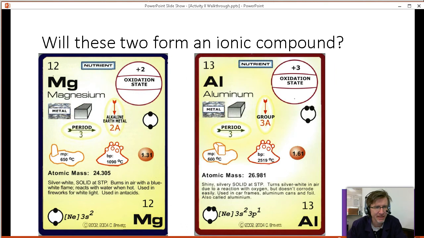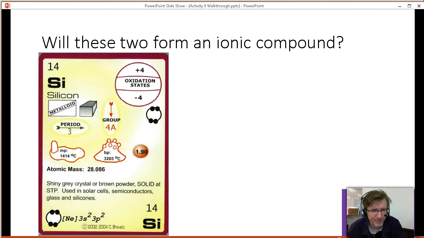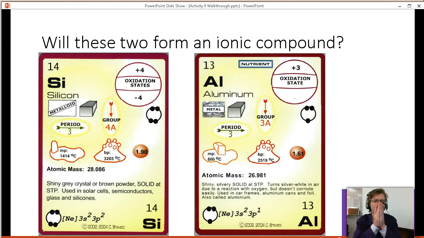Here we go. Magnesium, aluminum. All right. Magnesium, it looks like it wants to give 2 electrons. Aluminum wants to give 3. That doesn't work. No. If they both want to give up electrons, they don't form an ionic compound. All right, here we go. Ready? Another one. Silicon and aluminum.